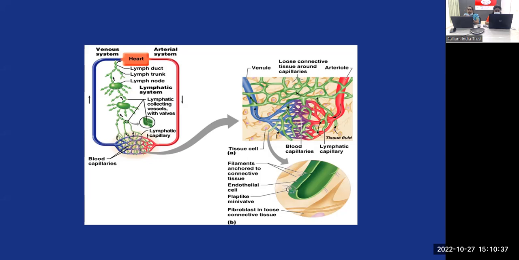There is a communication between the arterial capillaries and the venous capillaries together in the tissues, in the interstitial space. Whenever the arterial and the venous capillaries are communicating together, there is a chance of leakage of fluid into the interstitial space. That fluid will be absorbed by the lymphatic capillaries. You can just see that greenish color.